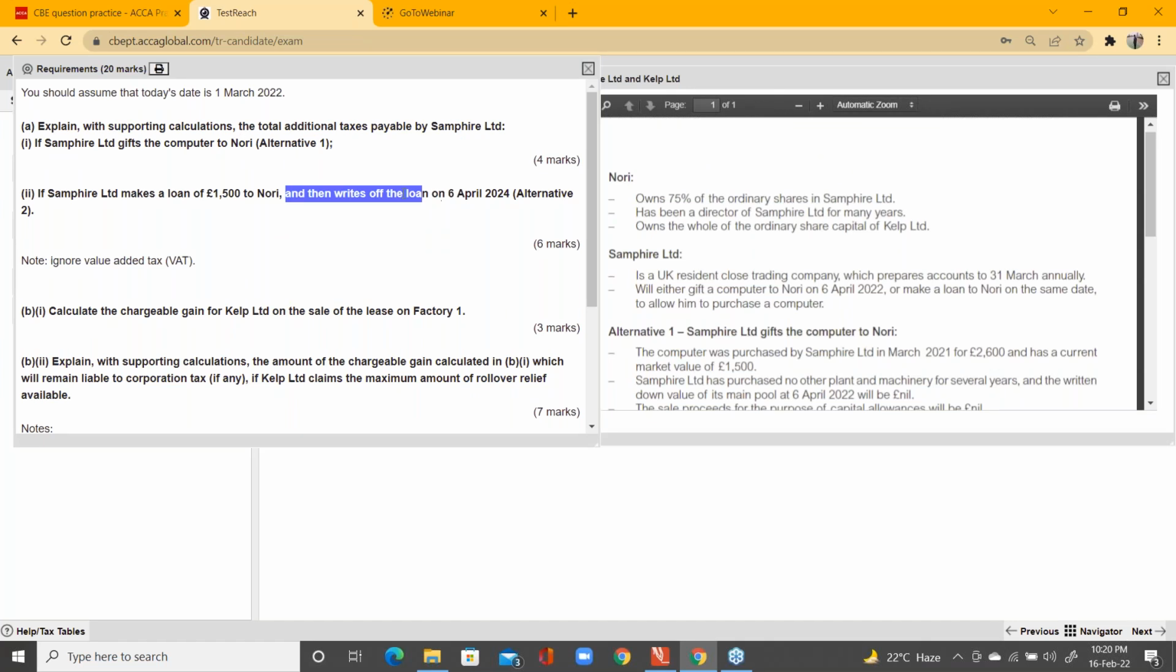Back to the scenario. If S Limited makes a loan of 1500 to Nori and then writes off the loan amount on 6 April 24, and it's alternative 2. Note, ignore any value added tax for the first 10 marks of the part A.